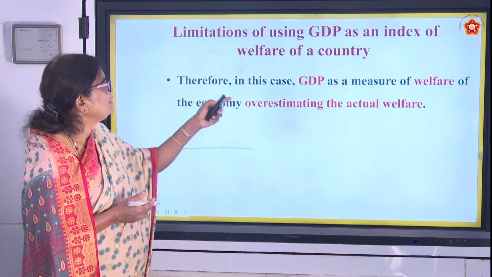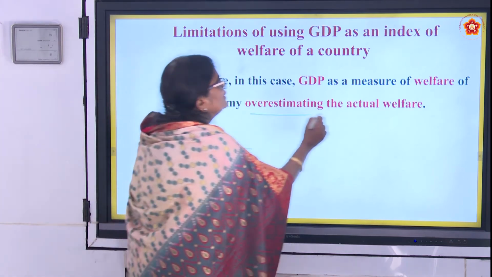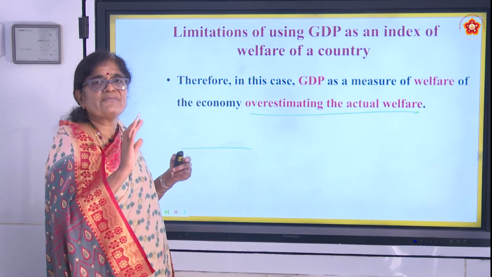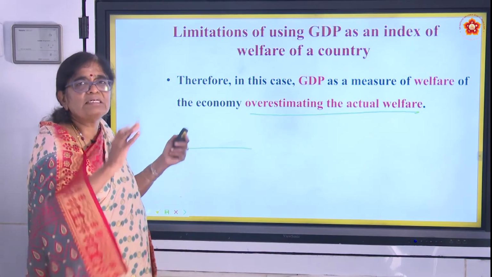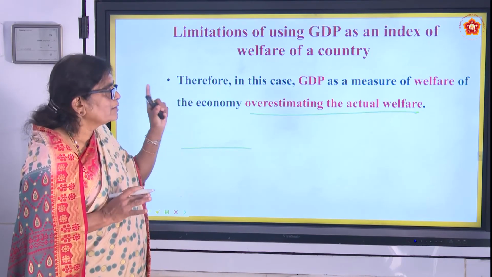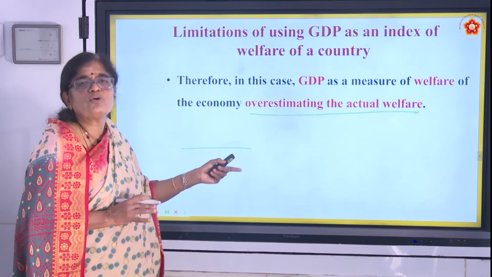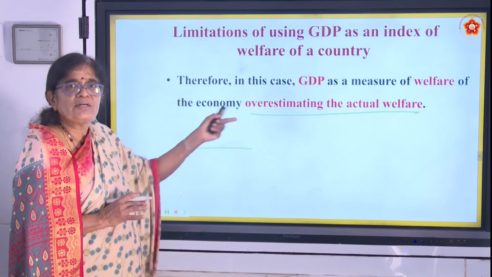And therefore, in this case, GDP as a measure of the welfare of the economy is overestimating the actual welfare. What do they do? They just take how much oil is refined by the oil refinery industry, how much it is sold, how much is earned, that much only. But really they have to deduct some value from the GDP for the damage caused by the pollution of the oil refinery industry. But they don't do that.